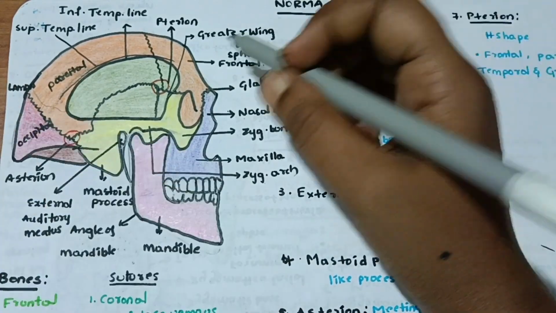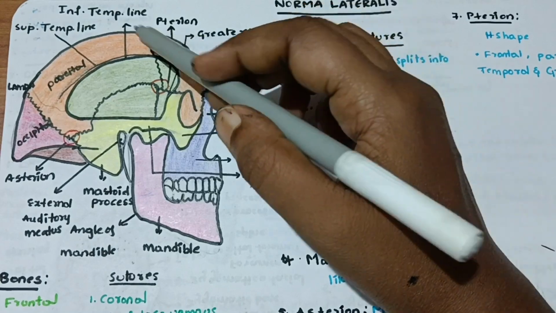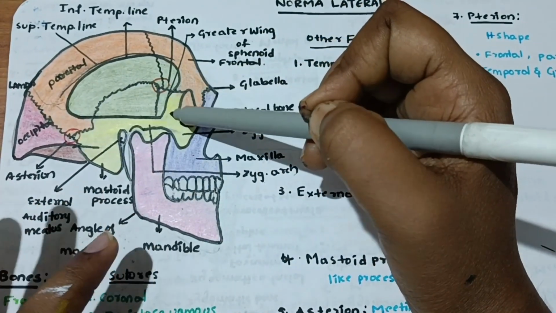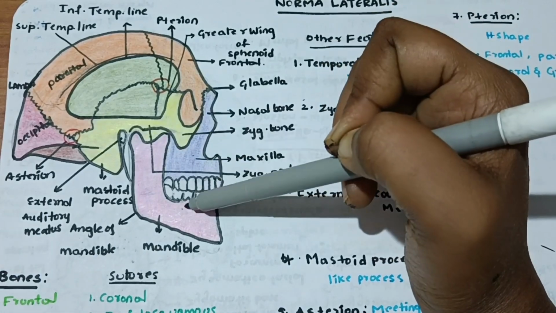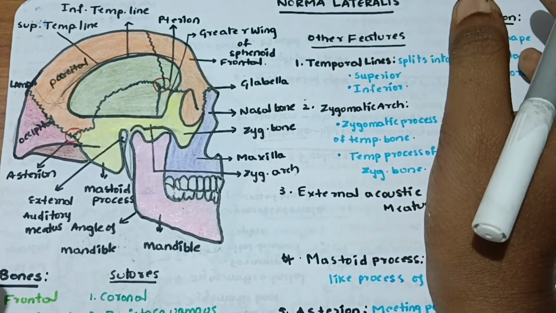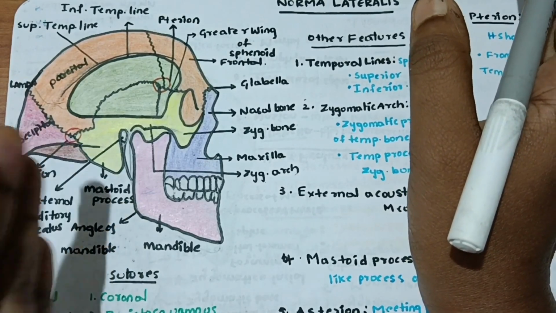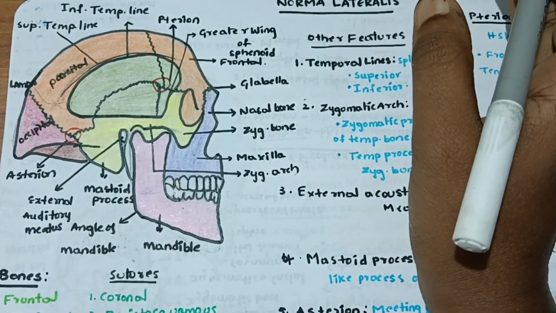What are the bones once again? The frontal bone, parietal bone, occipital bone, temporal bone, sphenoid bone, zygomatic, maxilla, mandible, and the nasal bones. Yes, these are the main bones that we can see in the lateral view of the skull, that is Norma Lateralis. Yes, what are the sutures?